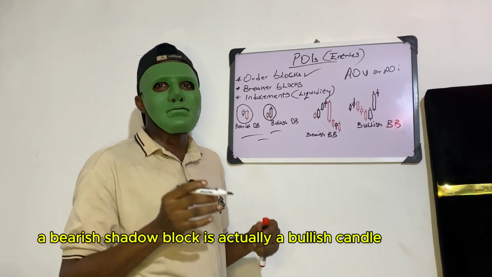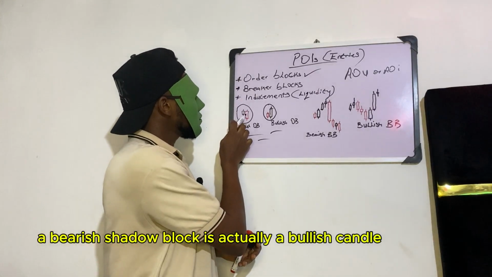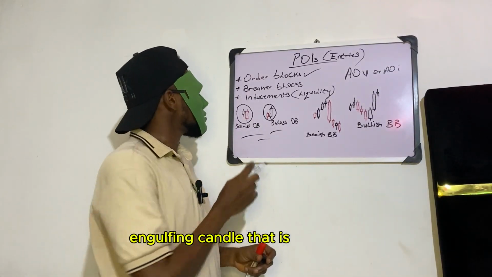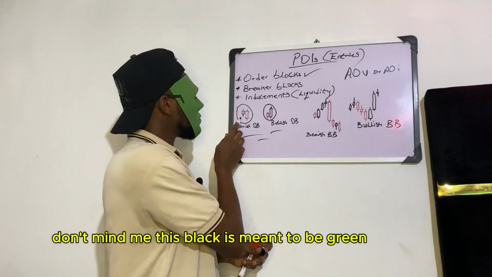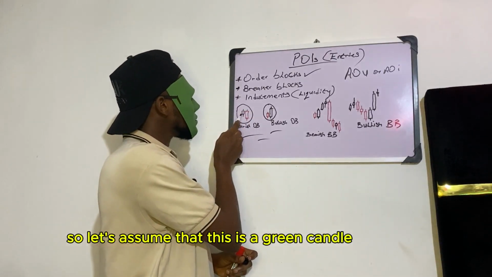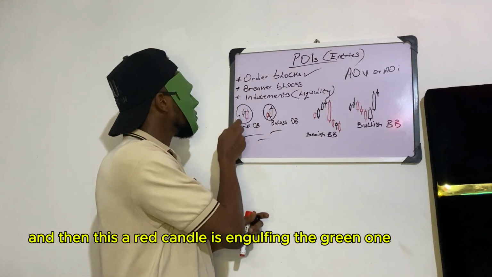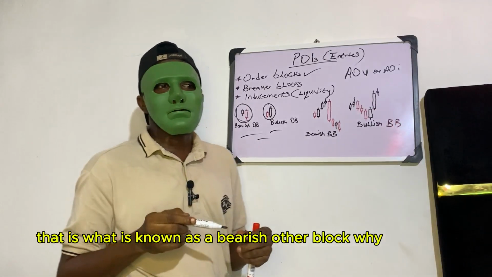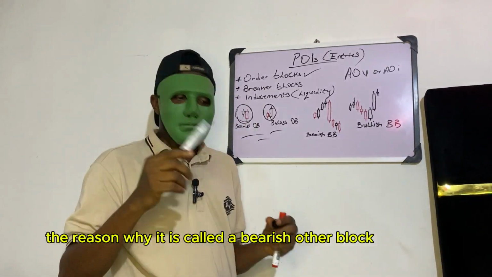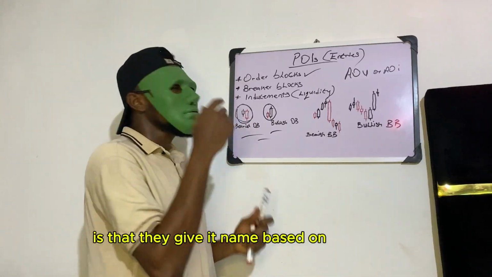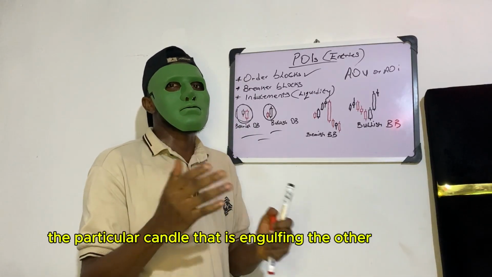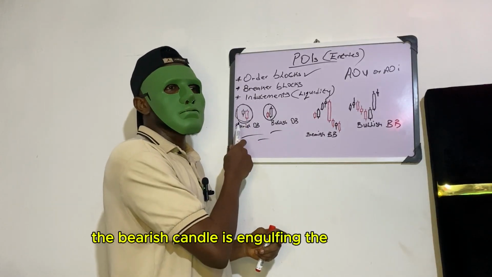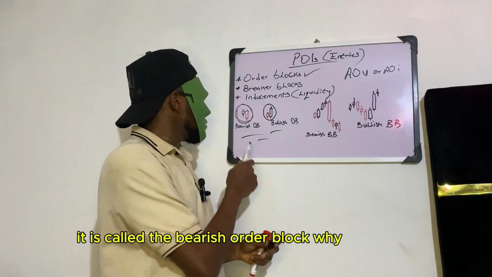A bearish order block is a bullish candle that is invalidated by a bearish engulfing candle. Don't mind me, this black is meant to be green. So let's assume this is a green candle and this is a red candle engulfing the green one. This formation is what is known as a bearish order block. The reason it is called a bearish order block is that the name is based on the particular candle that is engulfing the other. As the red, bearish candle is engulfing the green candle, it is called the bearish order block.